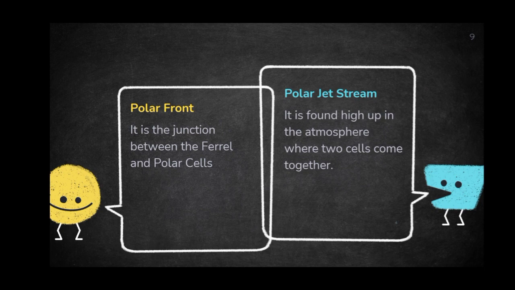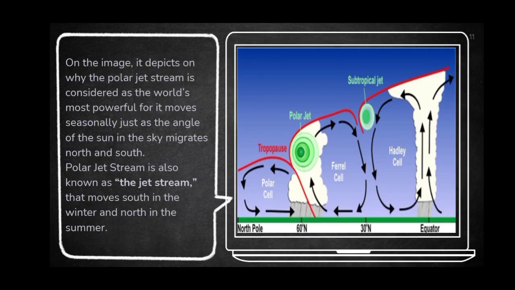The polar jet stream is found high up in the atmosphere where the two cells come together. A jet stream is a fast-flowing river of air at the boundary between the troposphere and the stratosphere. Jet streams form where there is a large temperature difference between two air masses. Let's take a look at the picture and the difference of the polar front and the polar jet stream.